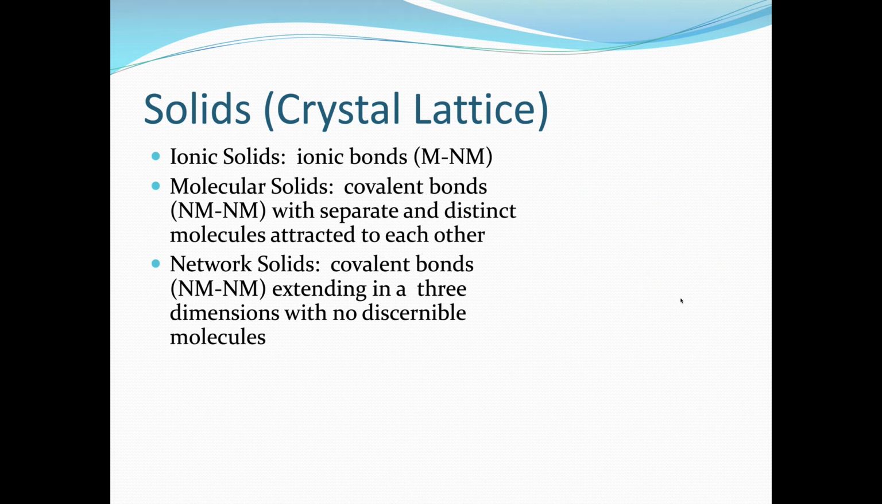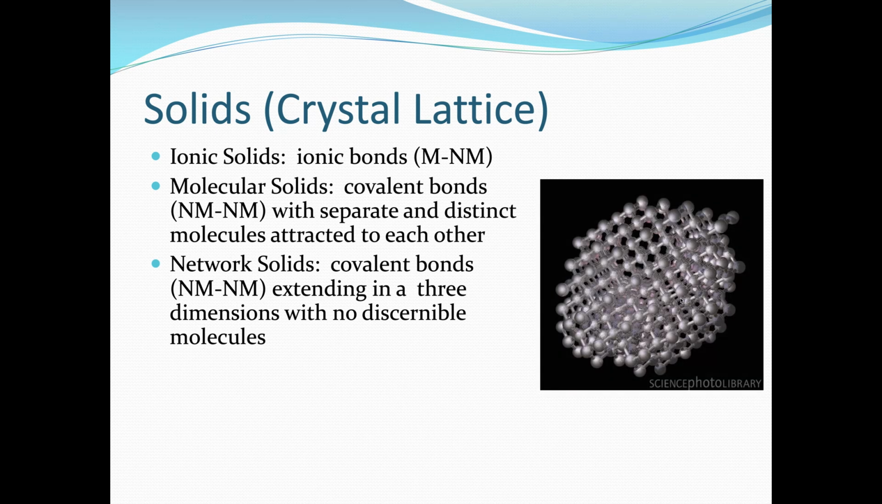Network solids are similar to molecular solids, except instead of being made of individual distinct particles, all the atoms in the solid are bonded together. There are no distinct molecules within it at all. This here would be an example of diamond, where we have carbon atoms that are all bonded to other carbon atoms. There are no distinct molecules that can separate from each other. The whole thing is just one mass of covalently bonded carbon atoms.